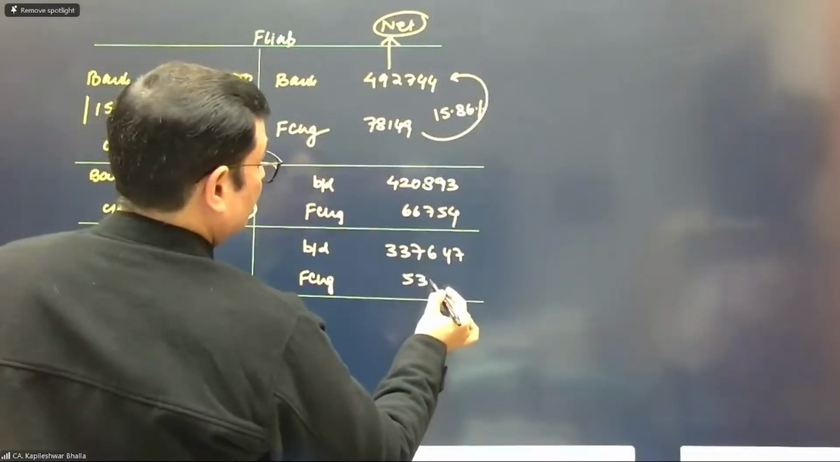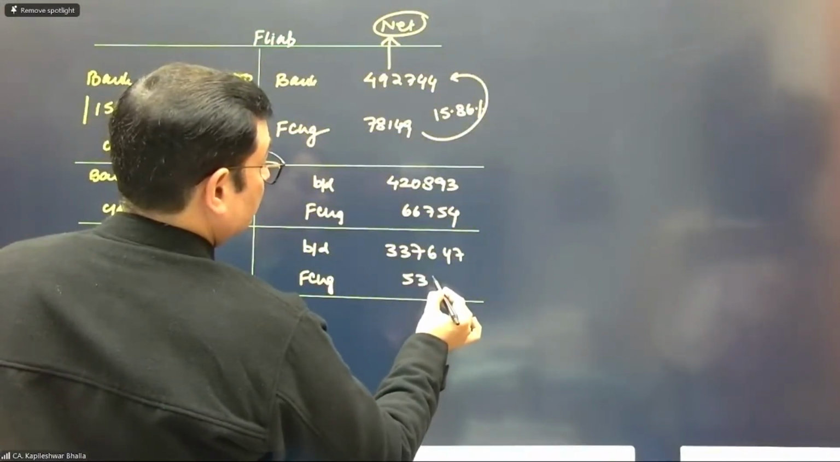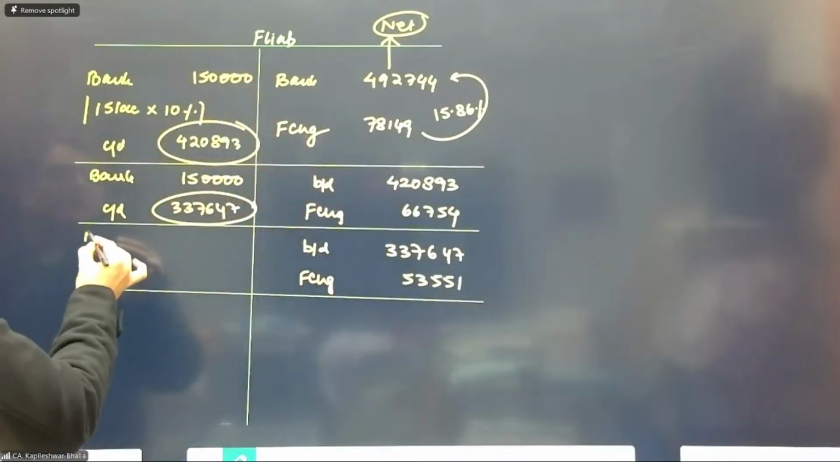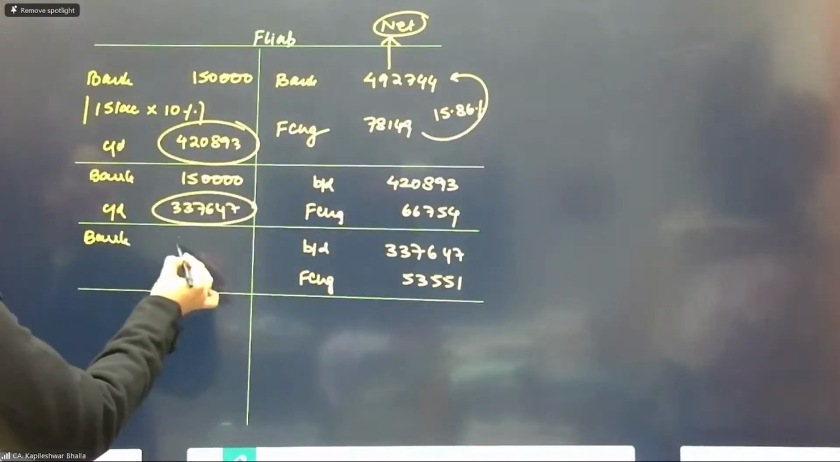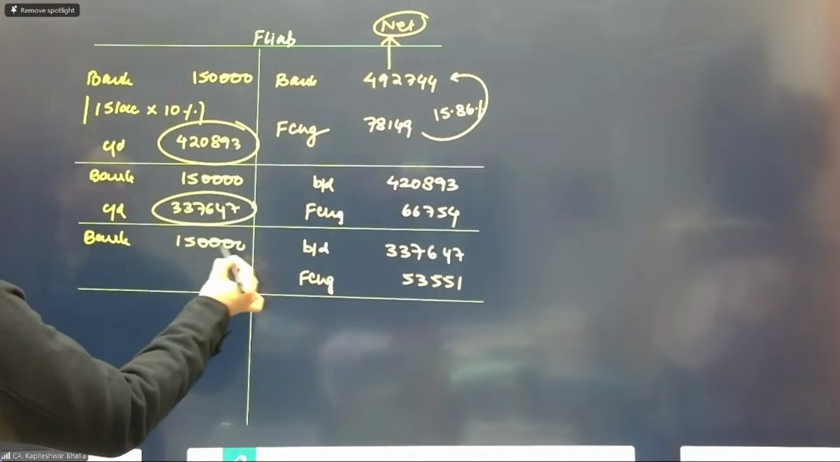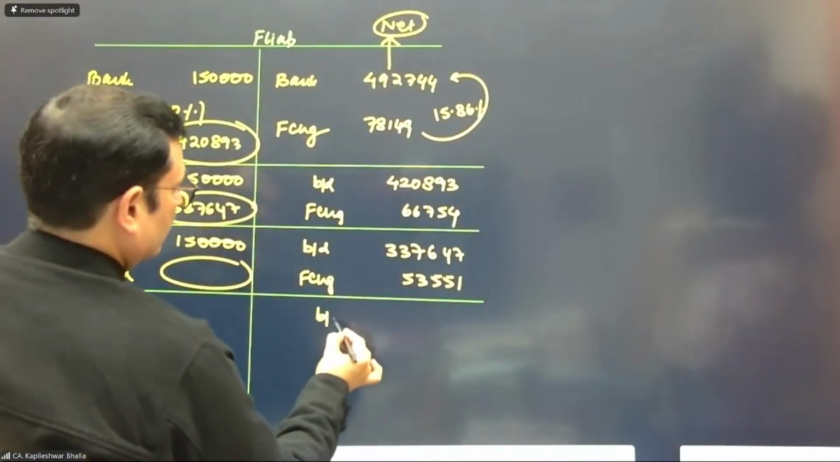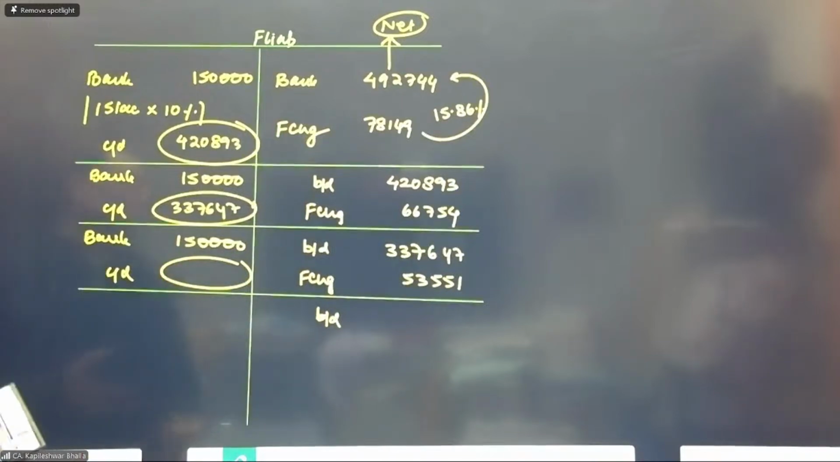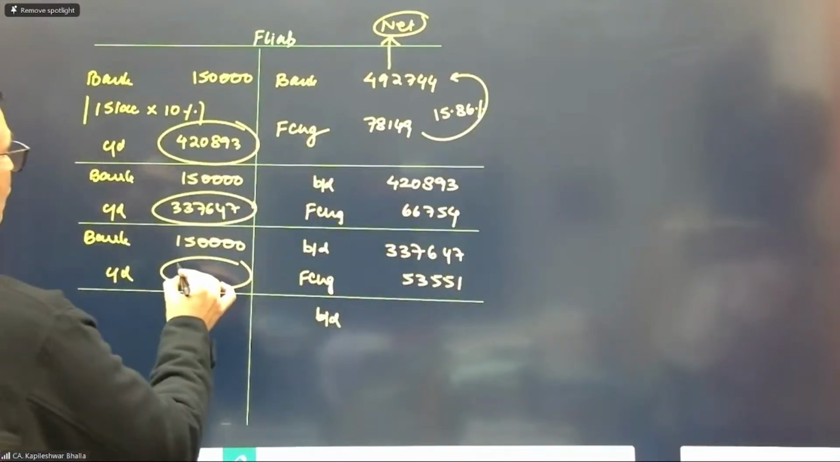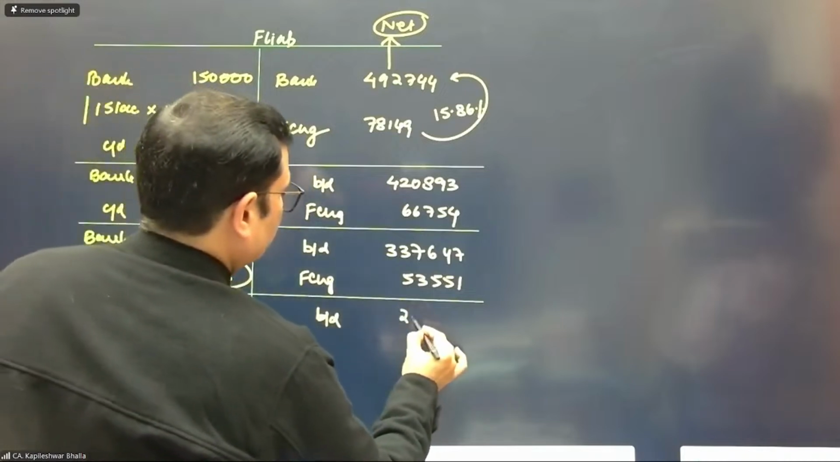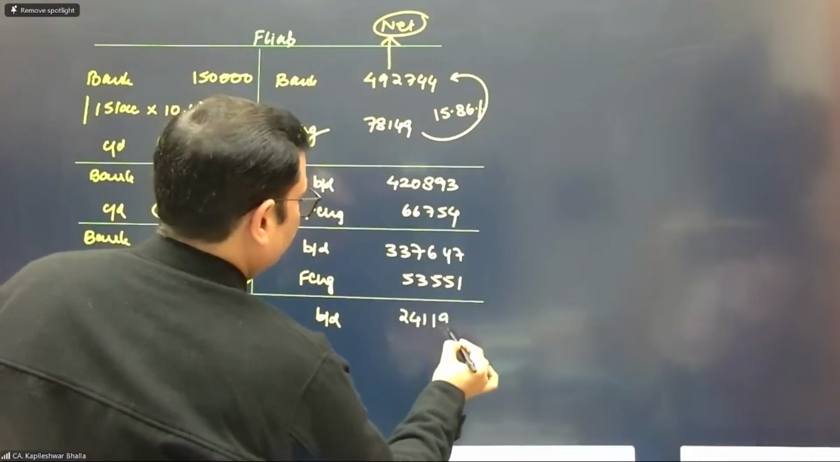Can you please come again? 53,581. Then again, we make a payment of 1,50,000 at the end of the year. We get a balancing figure, 241,198. So this becomes the next year balance.